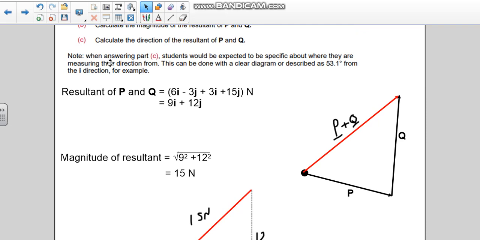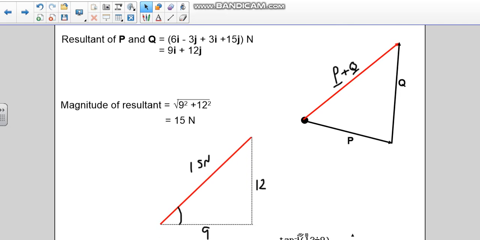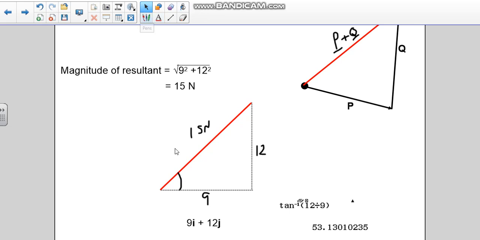So it does say, note when answering part C, which is to calculate the direction, students will be expected to be specific about where they are measuring their direction from. So this can be done with a clear diagram or described as 53.1 degrees from the i direction, for example. On my diagram, I would probably want an arrow in there to say I'm going that way, or I would write 53.1 anti-clockwise from the positive x or the i direction. So again, make sure you're very clear about what the angle is that you're measuring.